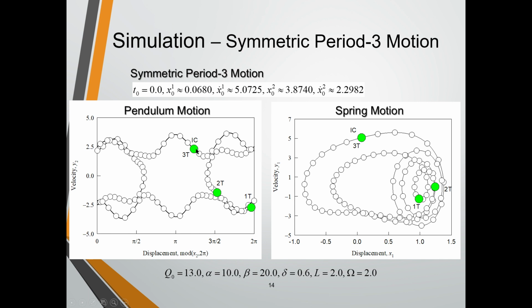The green dots are representing the initial condition and the periodic nodes. So all the periodic nodes are denoted by 1T, 2T, and 3T. And because this is a period 3 motion, the last periodic node 3T should match up with the initial condition.